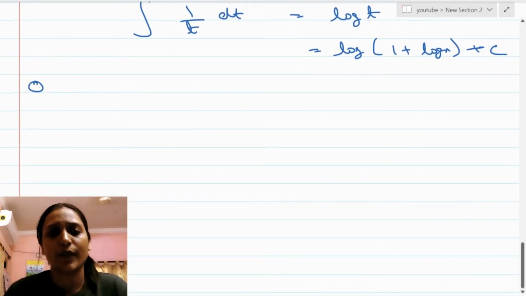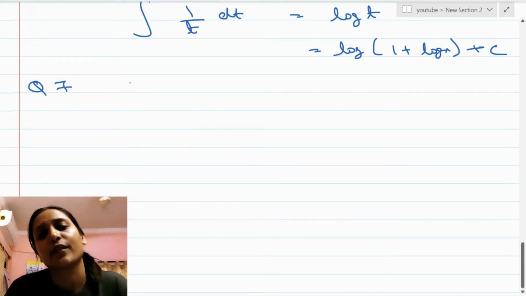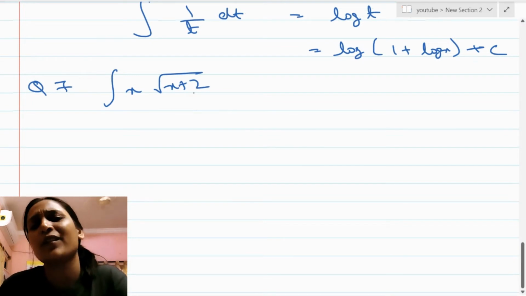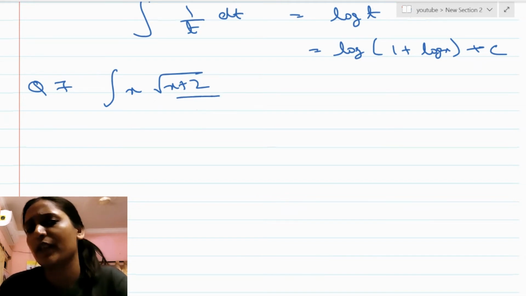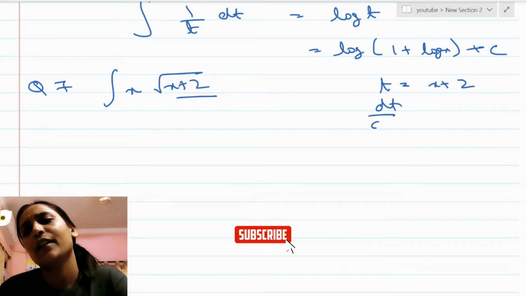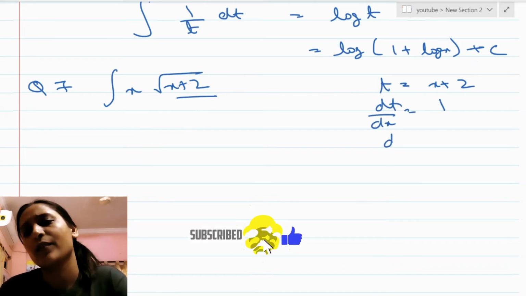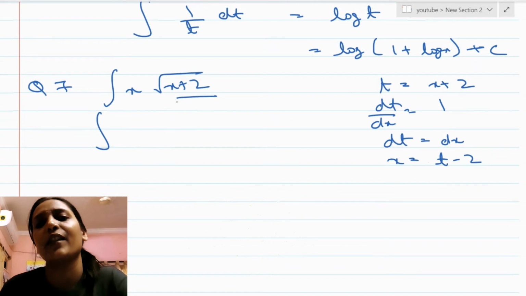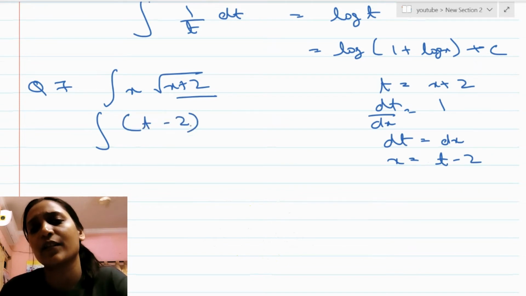Now let's move ahead with the next question. Question number 7 is x root x plus 2. In this question, we have a root, and we want to get rid of it and make it an easier function, because it's very difficult to integrate root x plus 2. So let's start with t equal to x plus 2. So dt by dx is going to be equal to 1. So dt is equal to dx, and also x is equal to t minus 2. So essentially we are able to rewrite it in a way that it becomes easier to integrate.